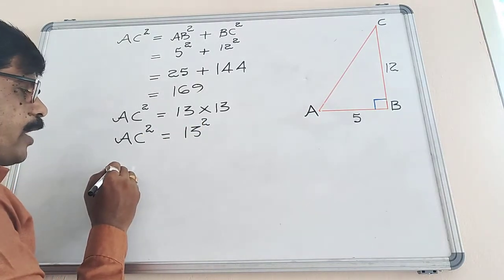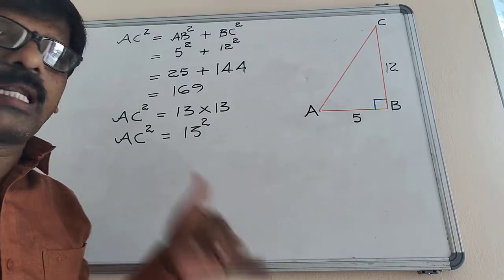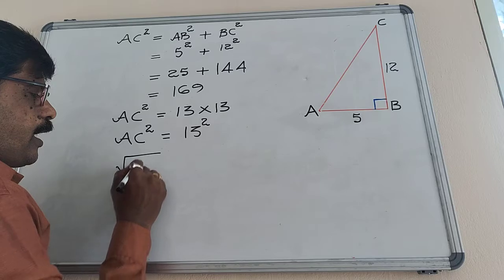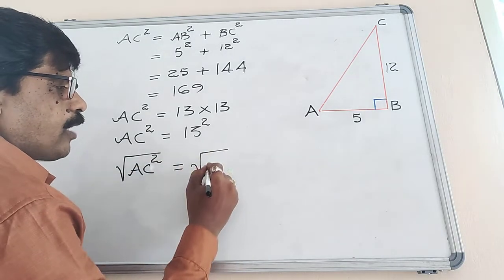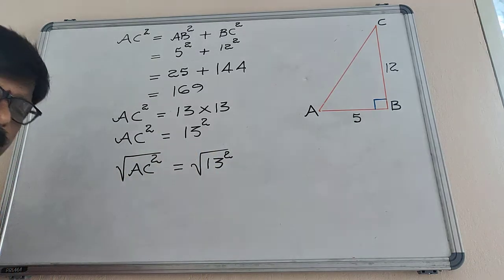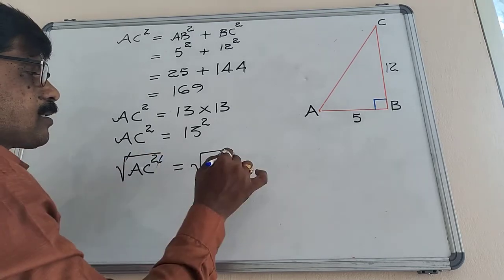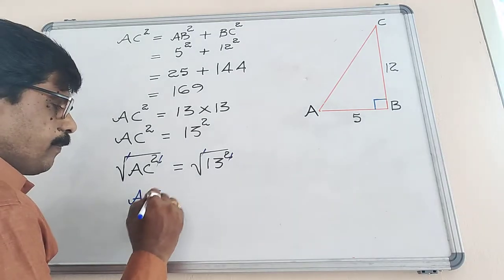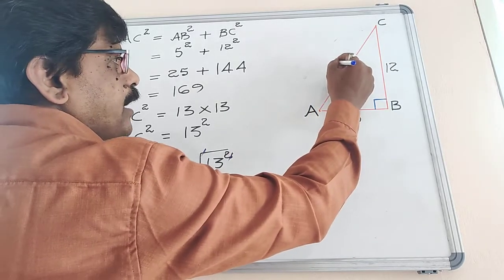Now taking square roots on both sides. That is, if we take square roots on both sides, its value doesn't change. So the square root of AC square equals the square root of 13 square. Now the square is cancelled. Now AC equals how much? 13. So this value is 13.